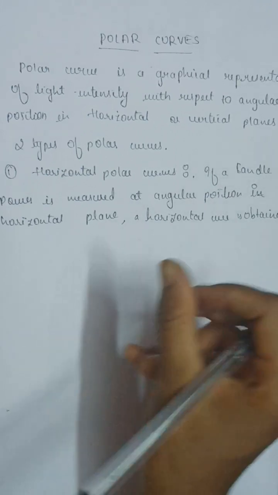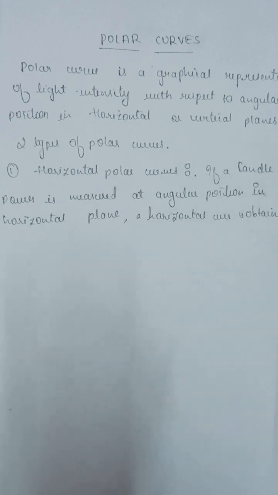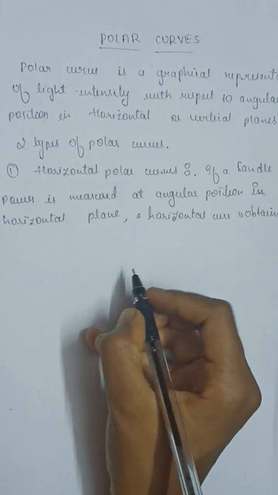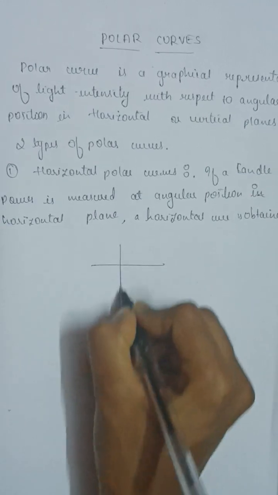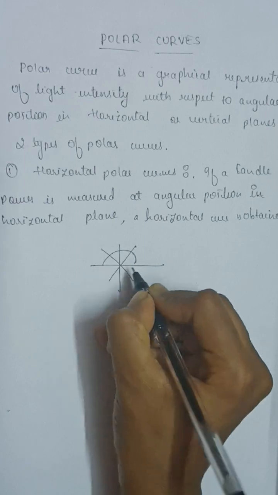Okay, horizontal polar curves. It means when candle power is measured with respect to its angular position in a horizontal plane, a horizontal polar curve is obtained. This curve is like this, horizontally.